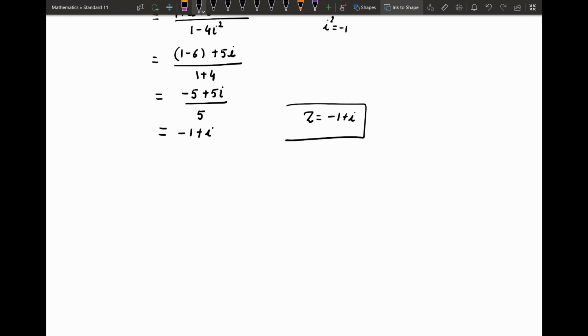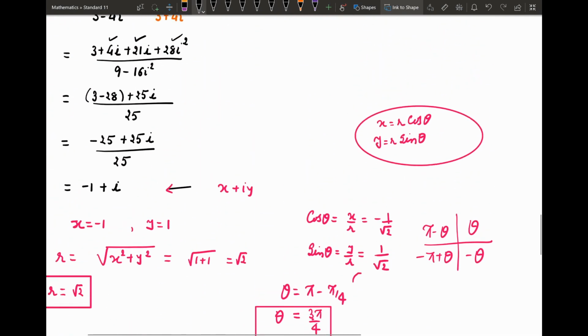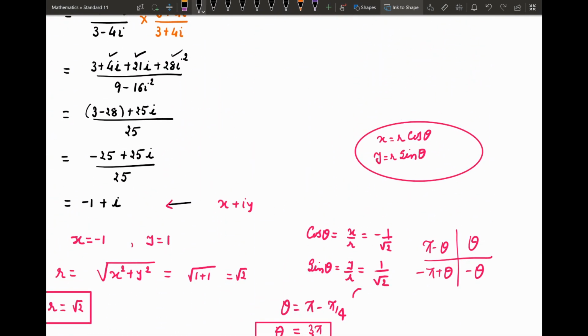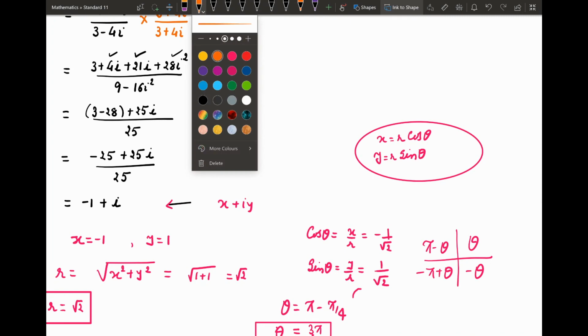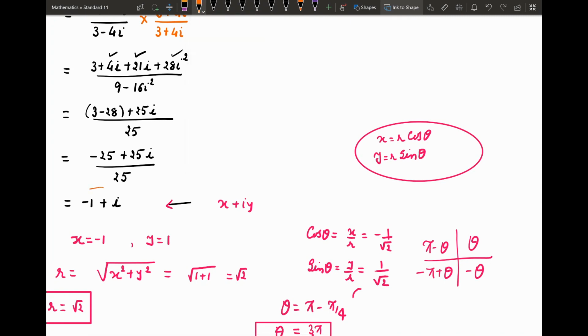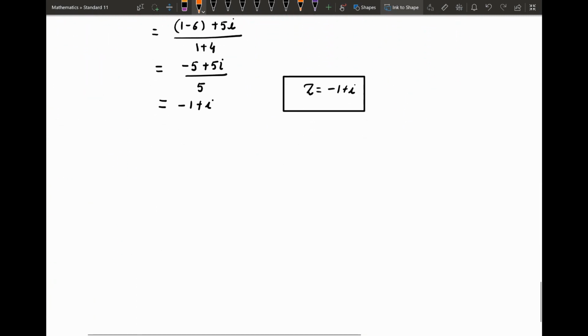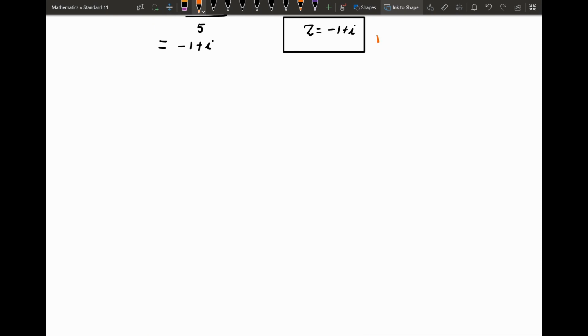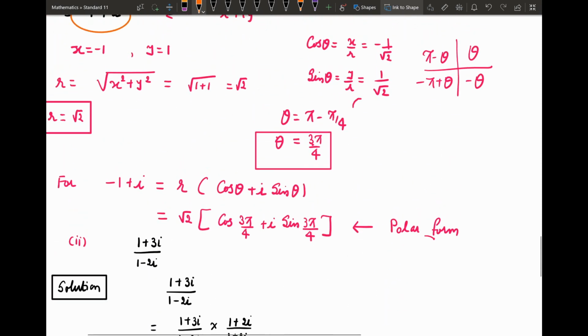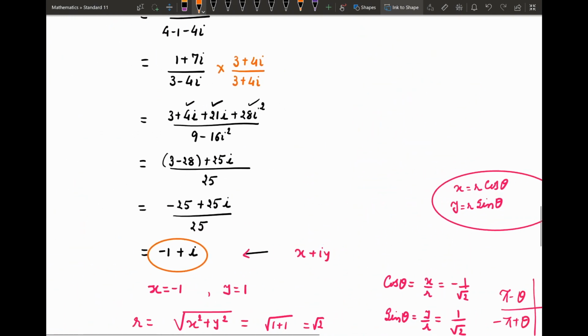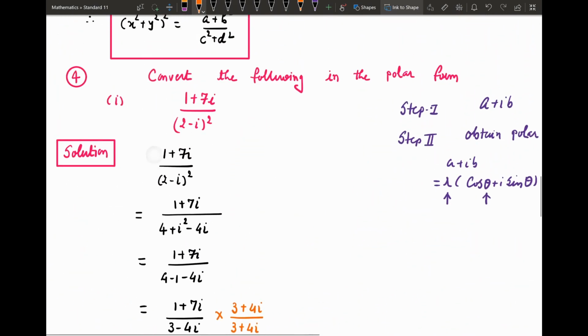So this is exactly the same as the previous sum in which we obtained the polar form. It is exactly the same complex number, minus 1 plus i. So now you can complete this sum. You will get the same answer because it is the same complex number. Now we take the next example.